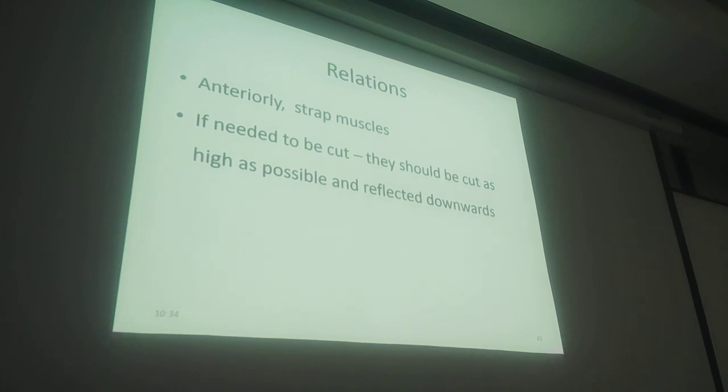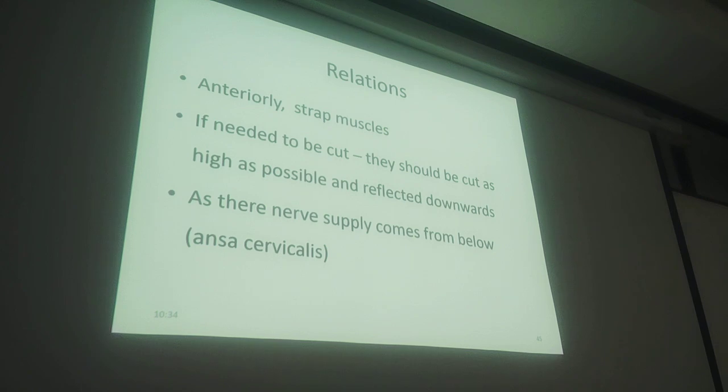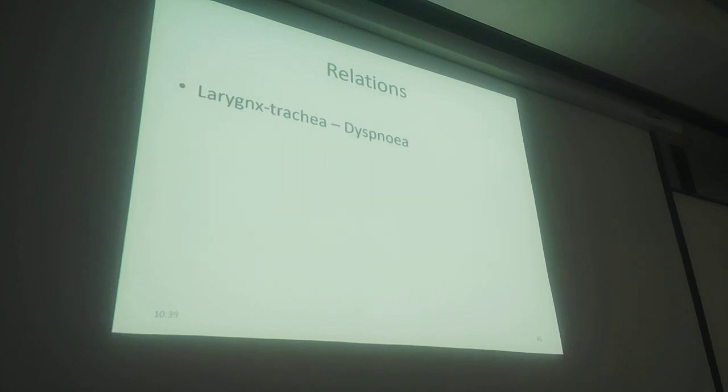It should be moved as high as possible because the arterial supply comes from below. A thyroid swelling can press upon larynx and trachea to produce breathlessness, which is called dyspnea. When trachea is pressed, it can press upon esophagus. When larynx is pressed, it can press upon pharynx, which will cause difficulty in swallowing, dysphagia.